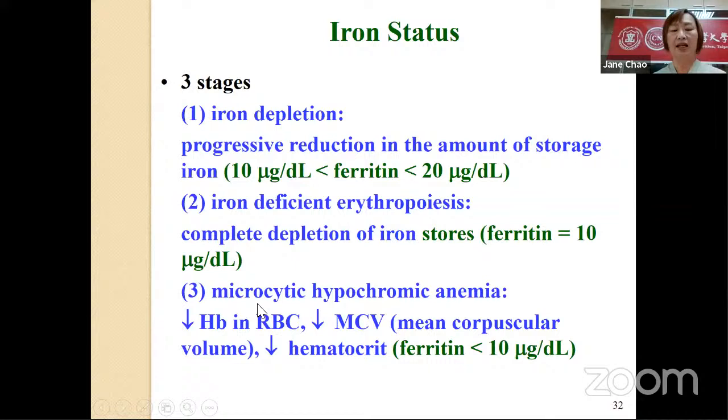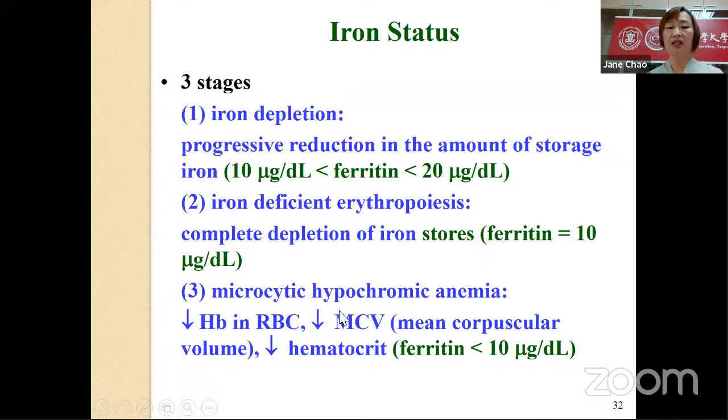What is microcytic? Microcytic means decreased size of the erythrocytes. Hypochromic means you have low hemoglobin levels. So you can see decreased hemoglobin in red blood cells, decreased mean corpuscular volume, which means decreased size of the RBC, and also decreased hematocrit. That's what we call microcytic hypochromic anemia. So they have three stages.